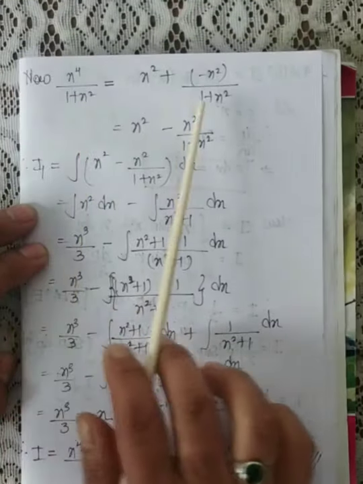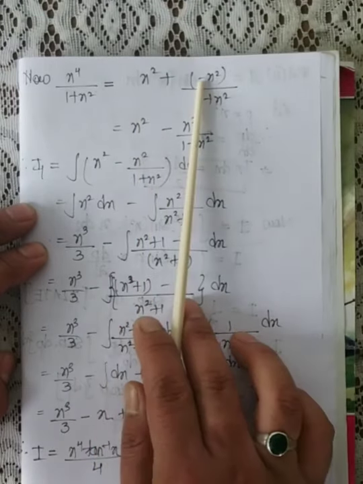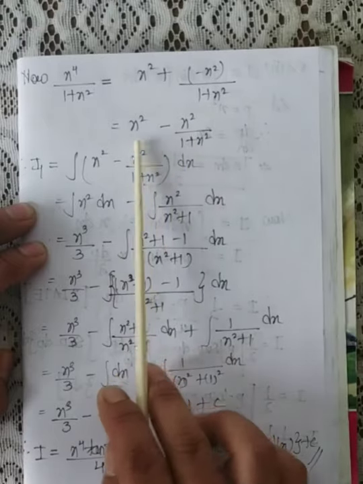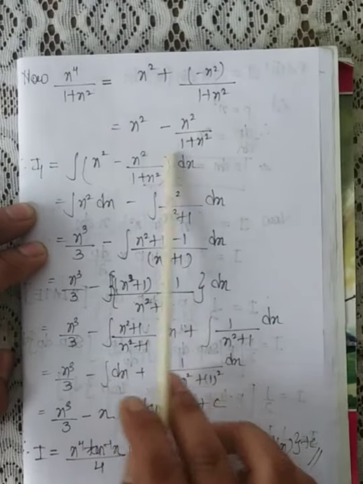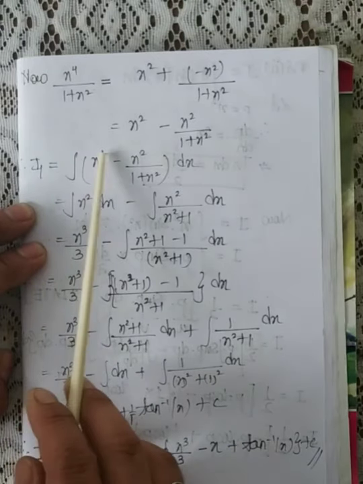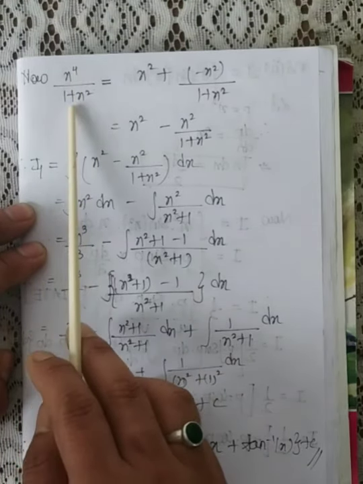If I divide, then I'll be getting this as quotient, remainder, divisor. Okay, minus sign, so within the bracket. Multiplied, plus and minus minus, so I get this. So therefore I1 was, if you see, I1 was integration x to the power 4 by 1 plus x square dx, right?